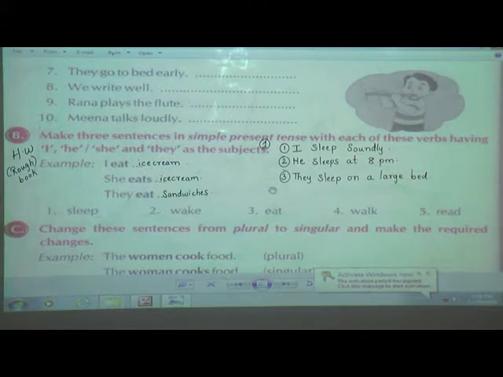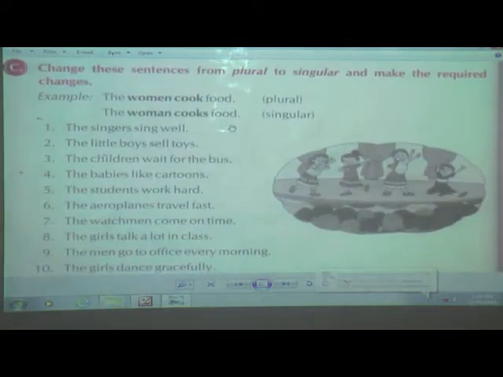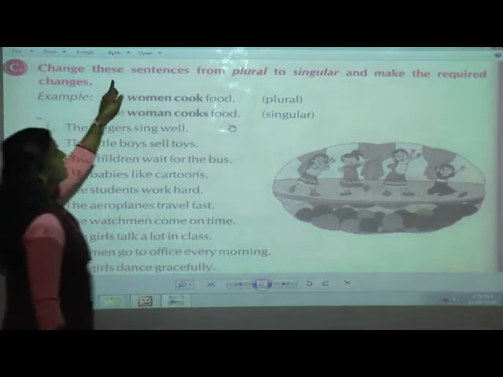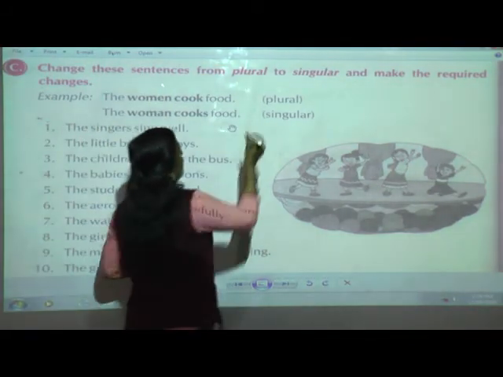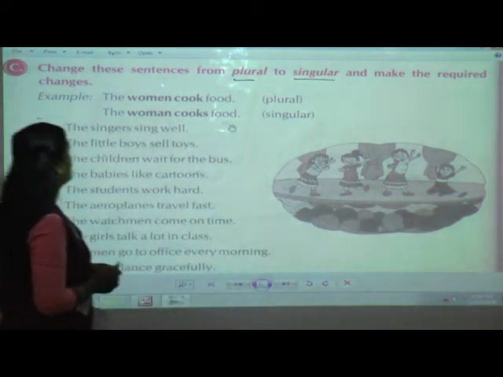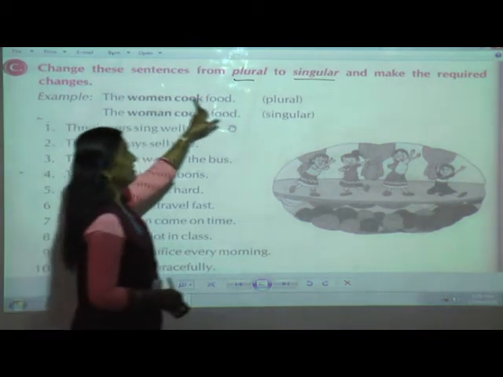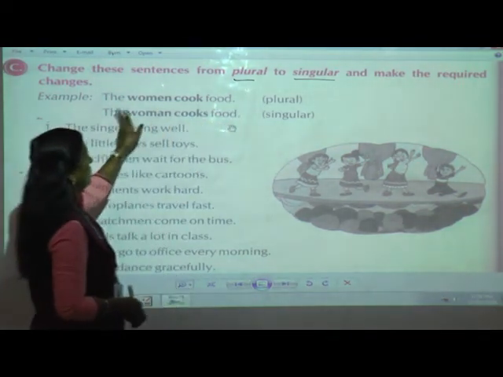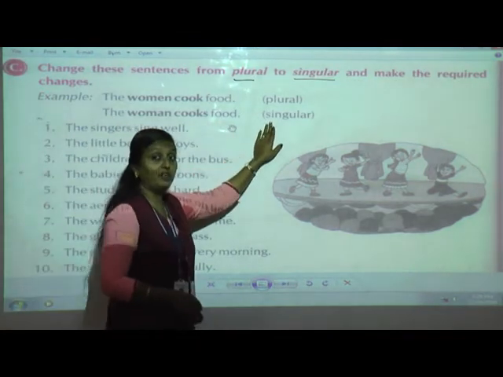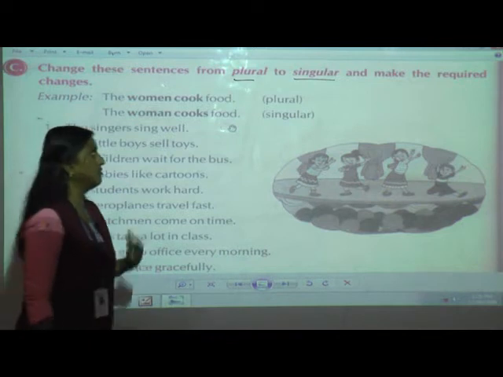Okay, we'll move on to exercise C. See here in exercise C, what is given? Change these sentences from plural to singular and make the required changes. How do we have to do it? The sentence will be in plural, okay? We have to make it singular. So when we are changing it into singular, some changes we have to make in the verb, okay?